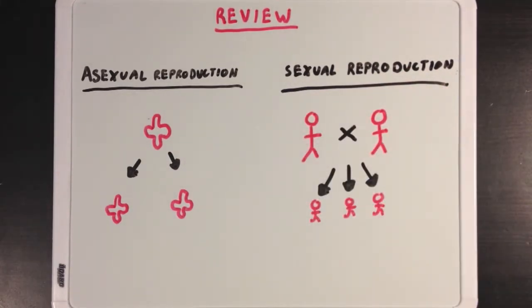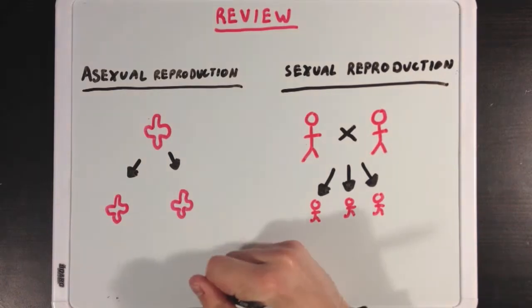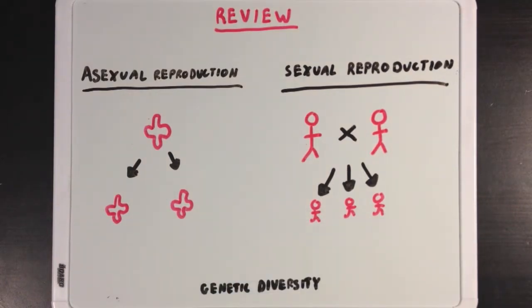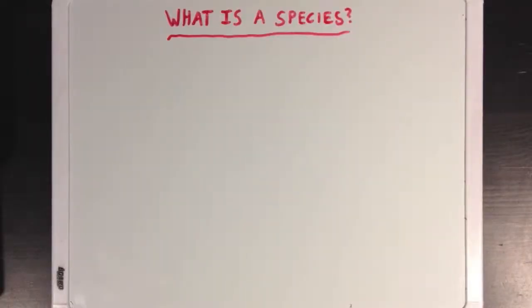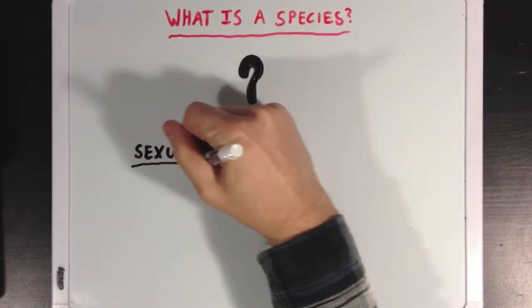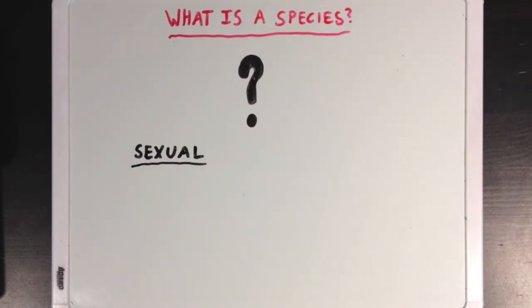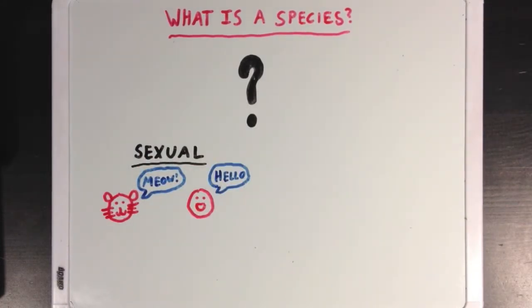genetically unique offspring. Now, in general, we say that organisms that reproduce asexually usually have low genetic diversity, whereas sexually reproducing species have high genetic diversity. So, what is a species? Now, this can be a very difficult question to answer. For sexually reproducing organisms, we can say that two organisms, like this cat and this human, are members of different species if they are unable to have offspring together.